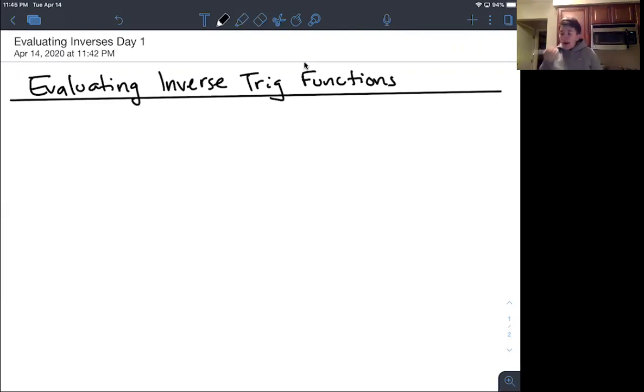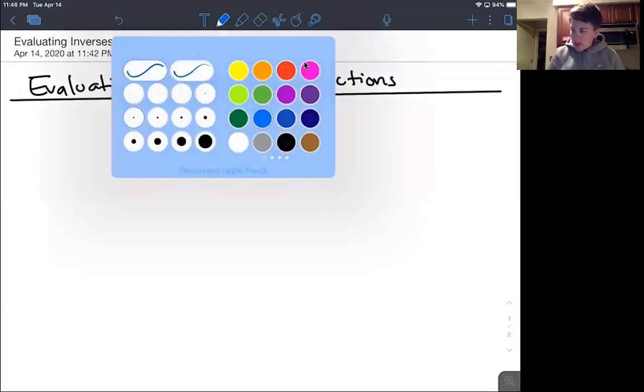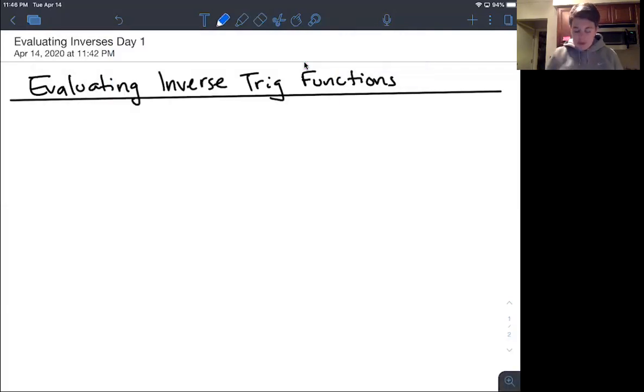Okay, so evaluating inverse trig functions. The first thing we should do is remind ourselves what inverses are. Without writing this down, just think back to when we talked about inverses in other classes before. An inverse is when you take the input and the output and you switch them. So you take the x's and make them the y's, and the y's the x's. It's just a little switcheroony.